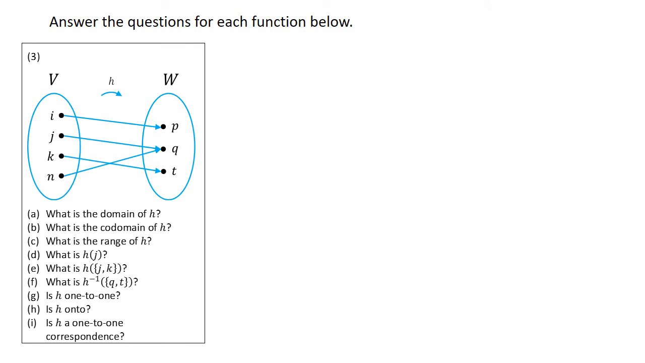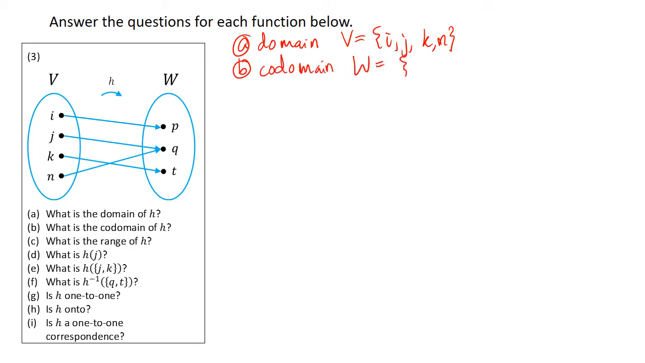Okay, number 3, same questions. So part A, the domain. So the domain is that big blob on the left, which is called V, and that consists of I, J, K, and N. Part B, the codomain, that is the blob on the right, and that is W, which is just P, Q, and T. Okay, part C, what is the range of H? So the range is everything that you hit with the arrows, and in this case, it's everything. So that's all of W.